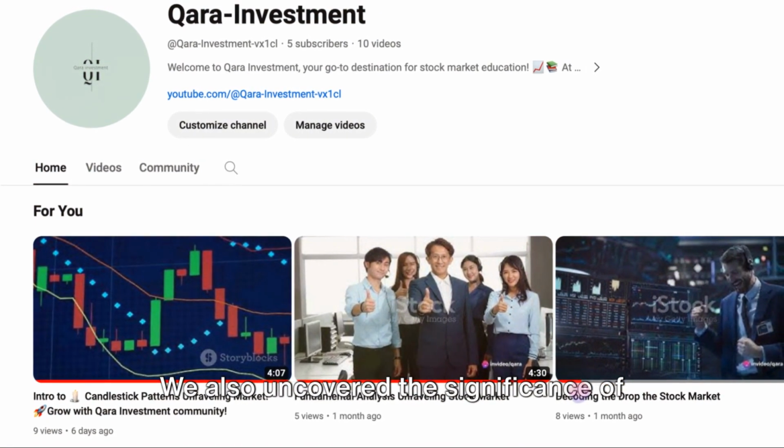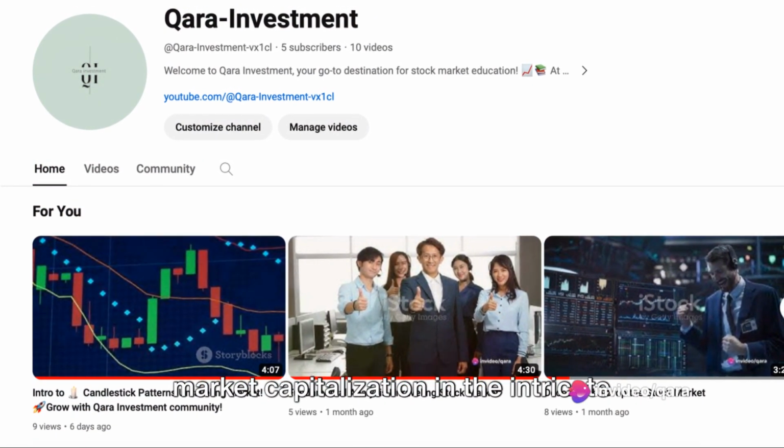We also uncovered the significance of market capitalization in the intricate dance of stock diversification. We learned that from large-cap to small-cap stocks, each plays a unique role in shaping a portfolio's risk and return profile. We were guided through effective strategies for balancing market capitalization within a stock portfolio, ensuring optimal results.